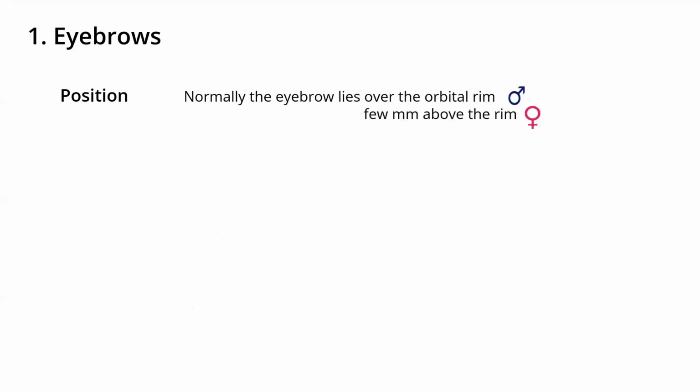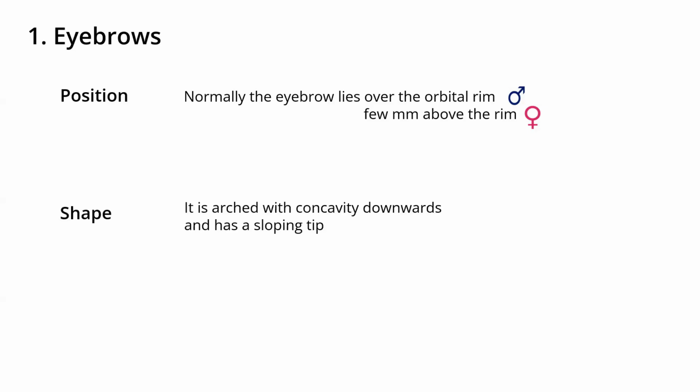What is the normal position? The eyebrow normally lies over the orbital rim in males and a few millimeters above the rim in females. If it is below the rim, it is abnormal for both genders, and it is called brow ptosis. The normal shape is arched, with concavity downwards and a sloping tip. This can also be altered in cases of trauma. The concavity is usually downwards, but in brow ptosis it might not be arched upwards; it might be a straight line or flat.